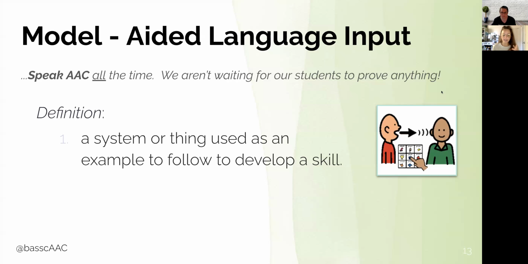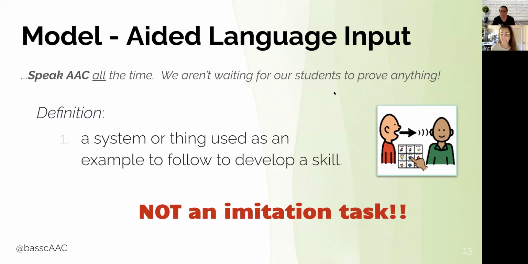All right, so aided language input, you might also hear this called modeling, but we like to refer to it as aided language input. Modeling can mean different things for different professionals and in different settings. So we have a shared language and a shared understanding, we're going to be calling it aided language input. But through aided language input, we are modeling language. And the definition of model is a system or thing used as an example in order to follow to develop a skill. So the whole point of aided language input is to help give an example of the skill that we want to teach.